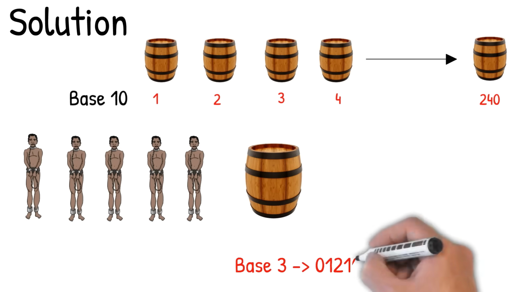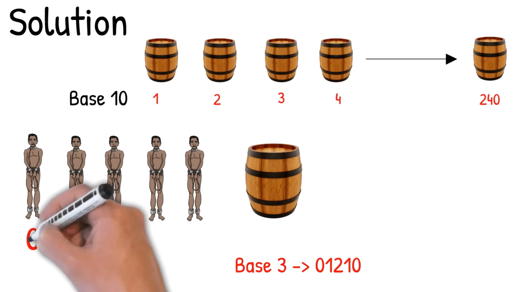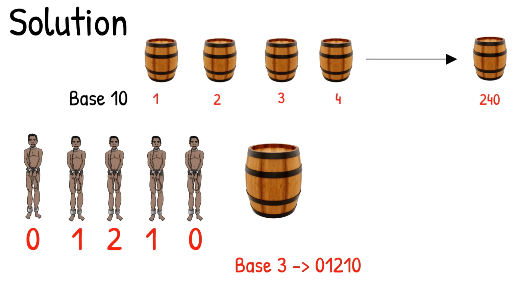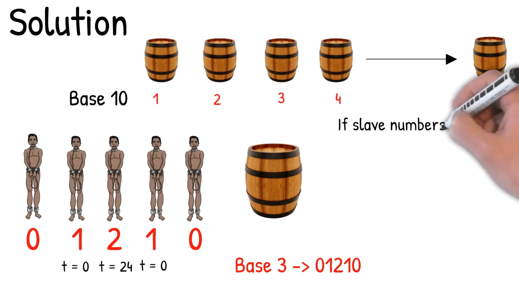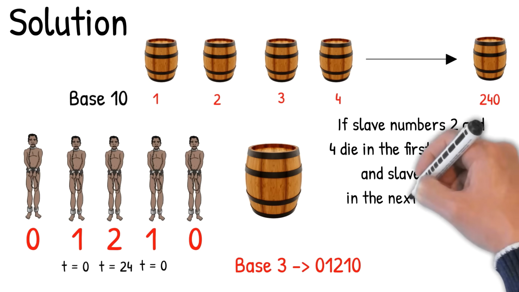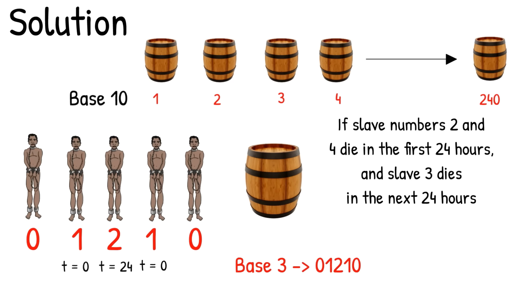If slaves number 2 and 4 die in the first 24 hours and slave 3 dies in the next 24 hours, then the barrel number can be represented as 0, 1, 2, 1, 0, which is the base 3 representation. Its equivalent base 10 representation is 48. Hence, in this case, barrel 48 is poisonous. By following these simple steps, you can find which barrel is poisonous.